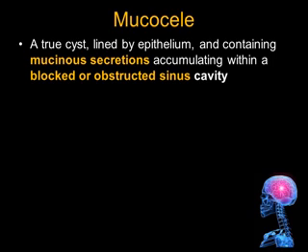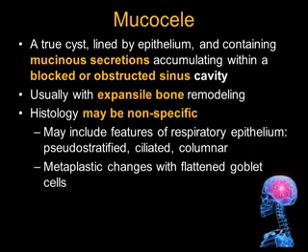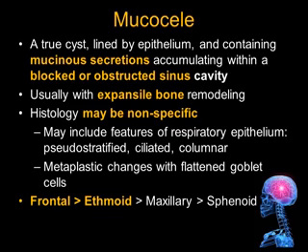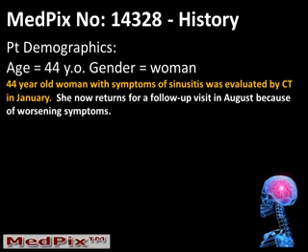A mucocele is a true cyst lined by epithelium and containing mucus secretions. The sinus ostium is obstructed and the sinus cavity cannot drain. This results in secondary expansion of the sinus cavity with bony remodeling. The histology is often nonspecific because of the chronic nature of the obstructed sinus ostium. The most common location for a mucocele is in the frontal sinus, and the least common location is in the sphenoid sinus. The sphenoid represents less than 10% of all mucoceles.